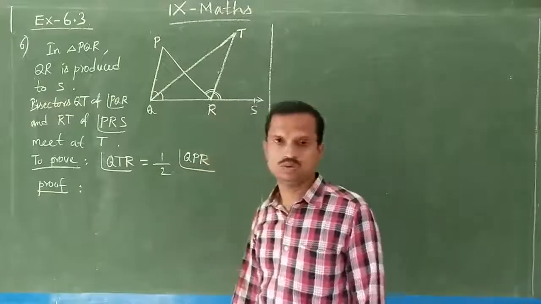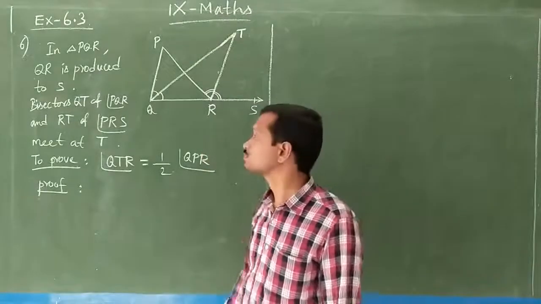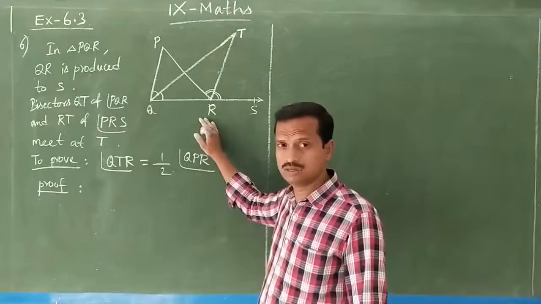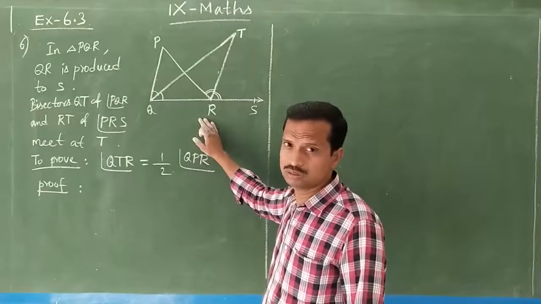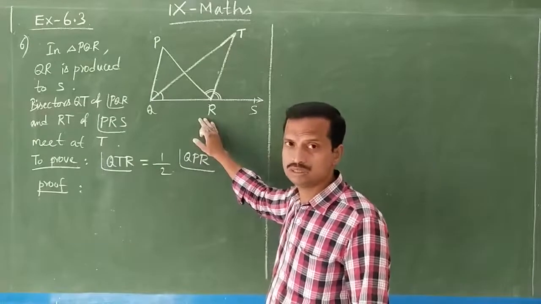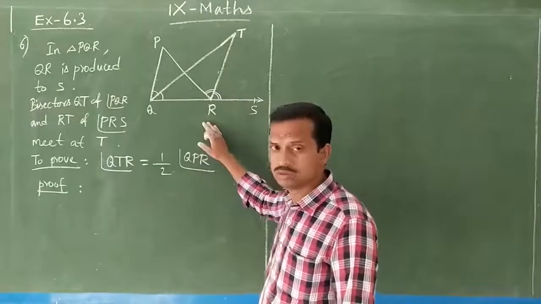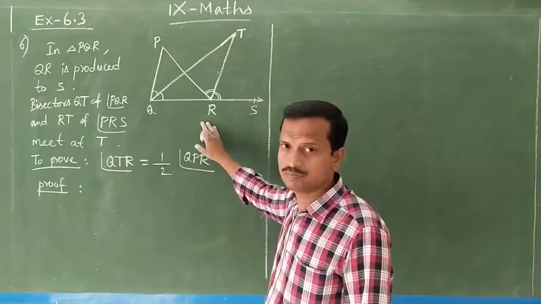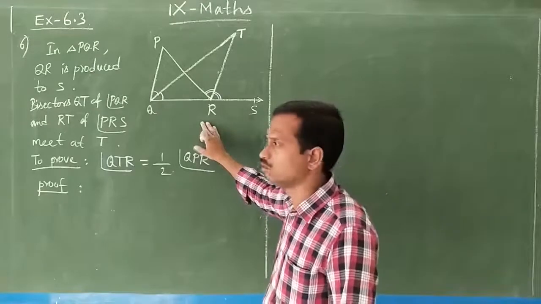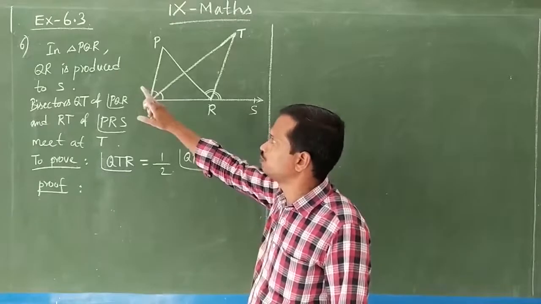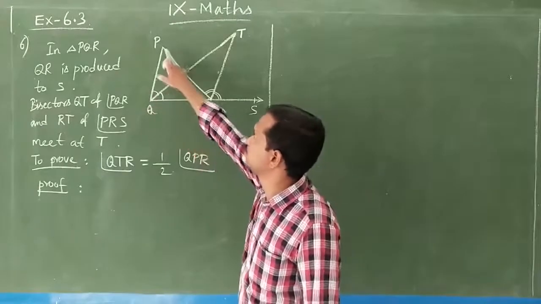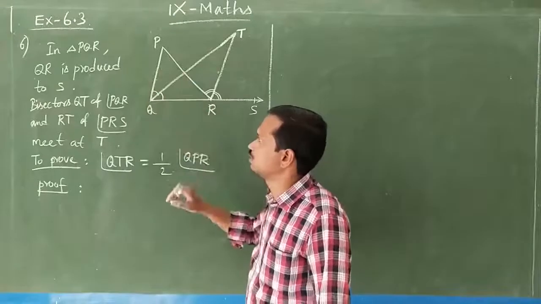And now coming to question number 6. So this is the figure given there. So far we used the angle sum property, but here we are going to use the exterior angle property of a triangle. So in this figure, triangle PQR, you see PQR is a triangle.